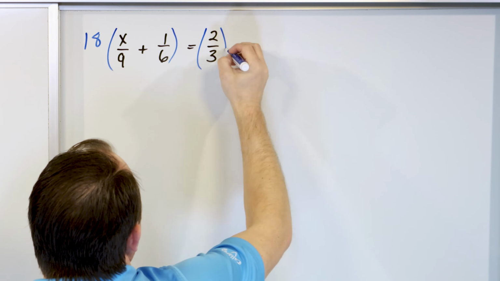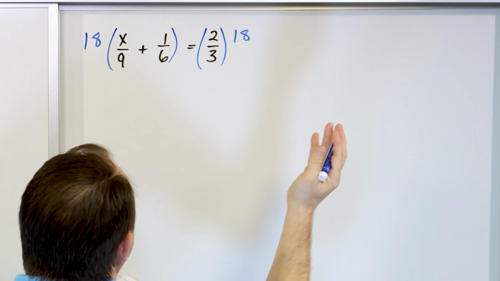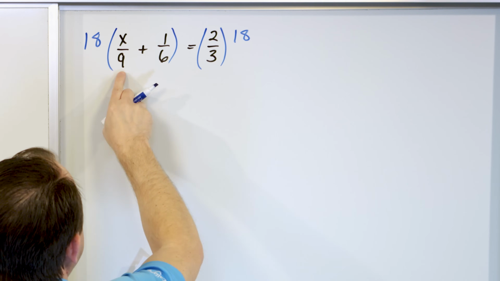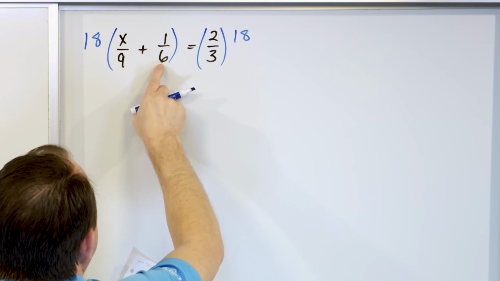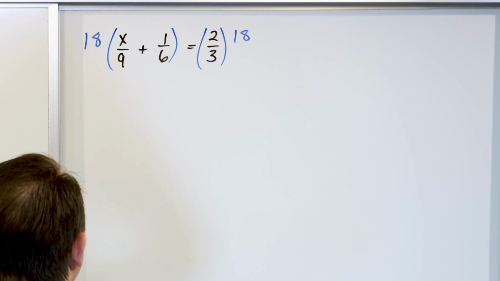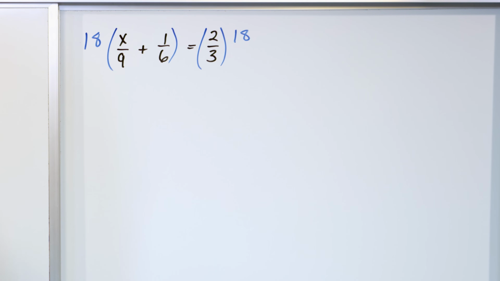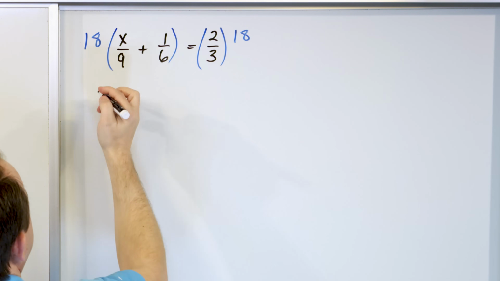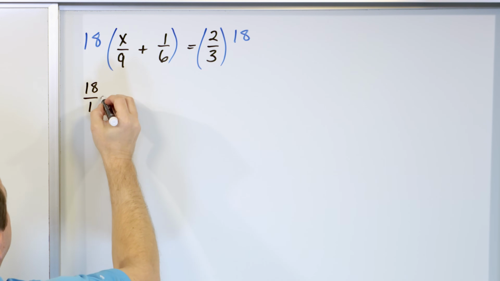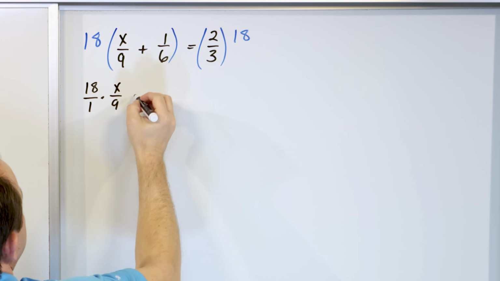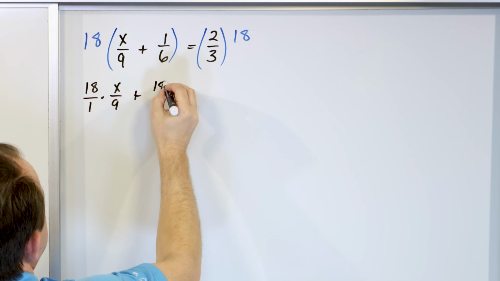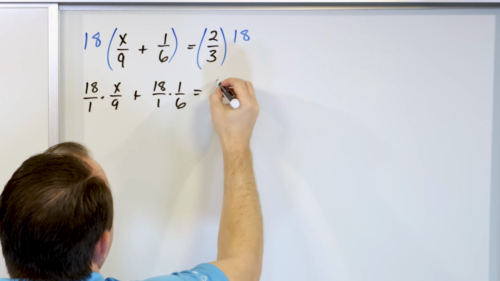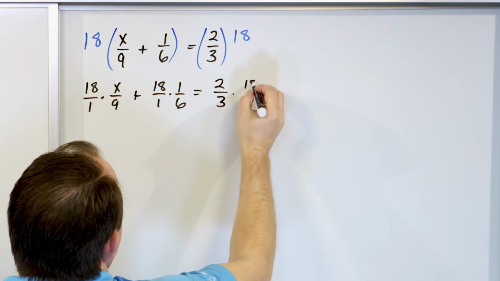Let's multiply both sides by 18. Why 18? Because I know that 18 divided by 3 is just 6. I know that 18 divided by 9 is 2. And I know that 18 divided by 6 is 3. So when I multiply by 18, not only will I clear this fraction and this fraction, but I will also clear that one. So let's just go through it real quick. We have 18 over 1 times x over 9 plus, distributing it in, 18 over 1 times the 1/6, equals, and then over here we're going to have the 2/3 times the 18 over 1.